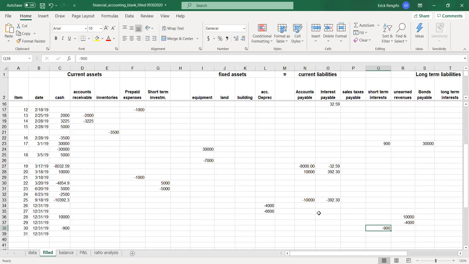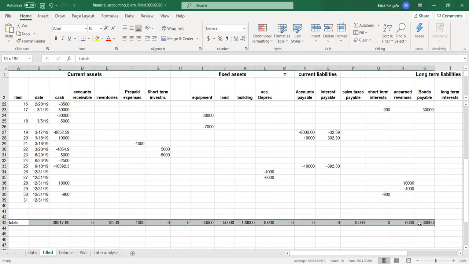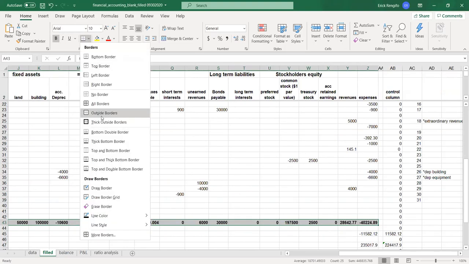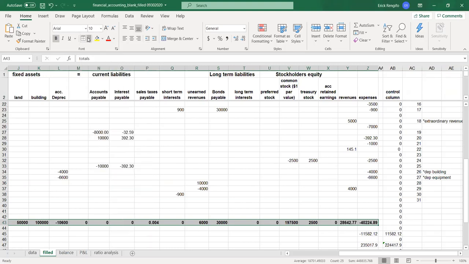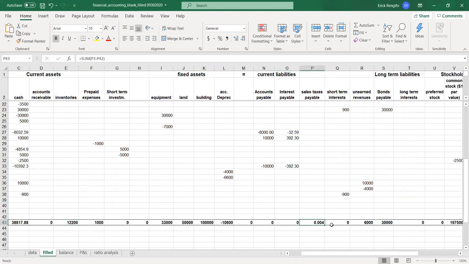Make sense? Okay, perfect. So guys, if you see the last row, let's read it upside down. What is this money here? This $38,000 implies that you have cash, you have $38,000. You have in inventory 12,200, etc. So here, for example, this should be zero. I have $6,000 in unearned revenues. I have long-term debt of $30,000, etc. I have an accumulated depreciation of 10,600, etc.